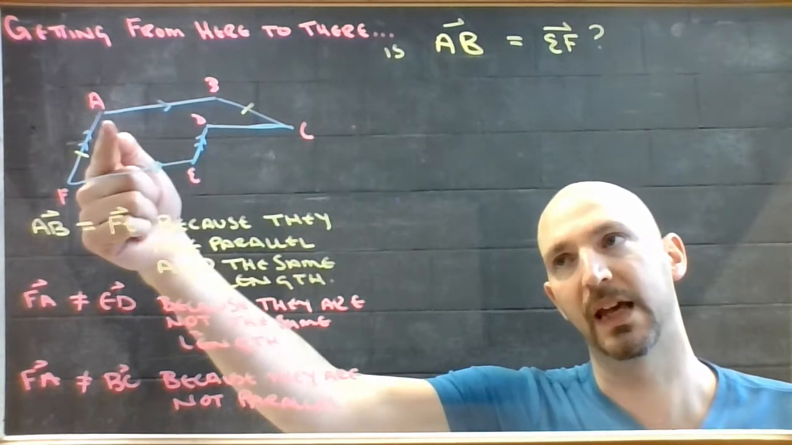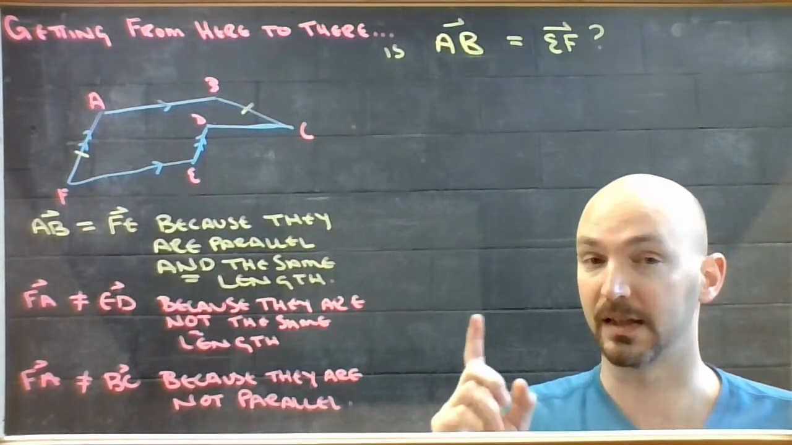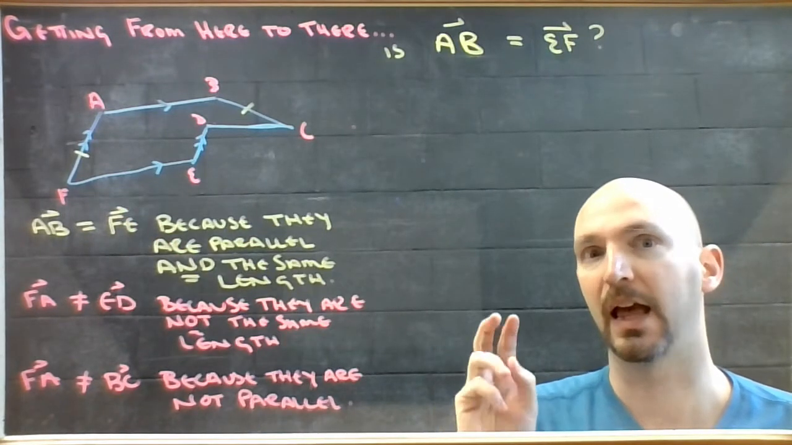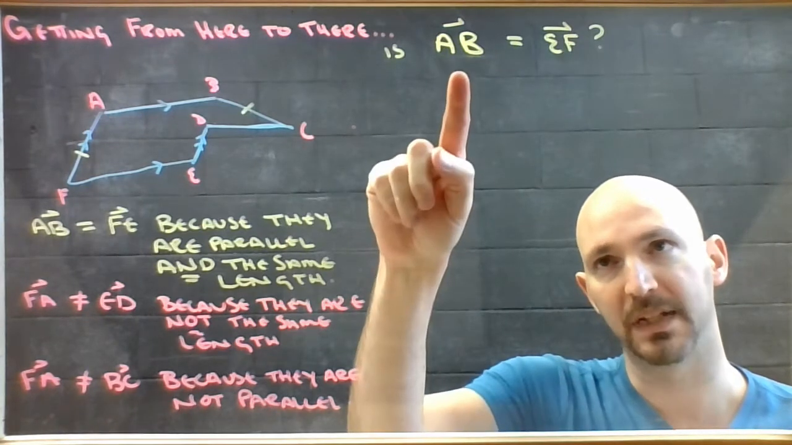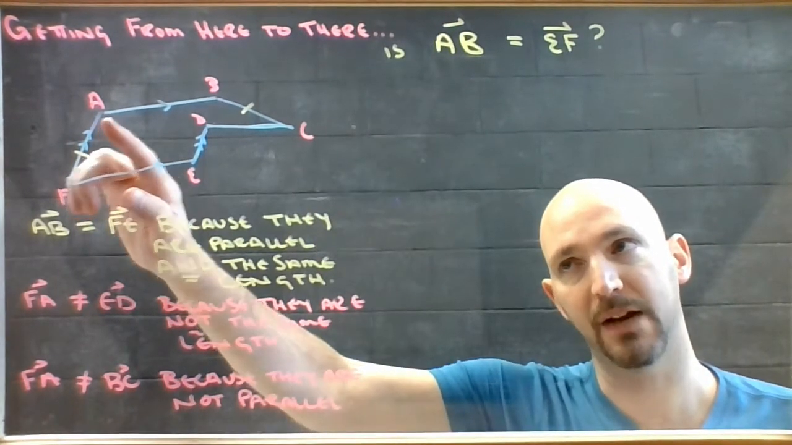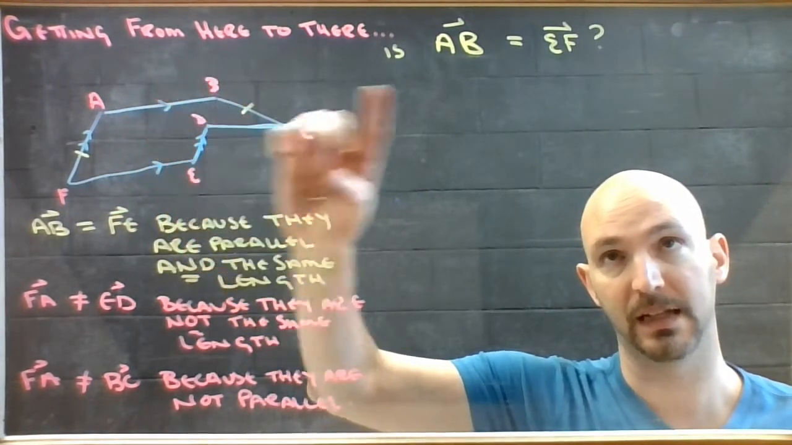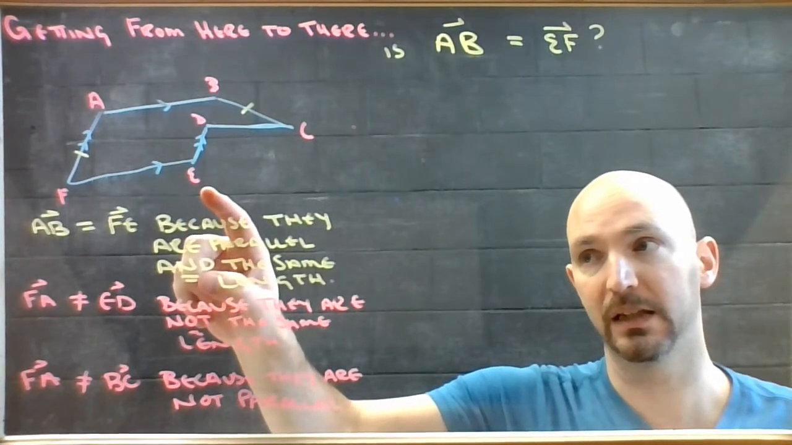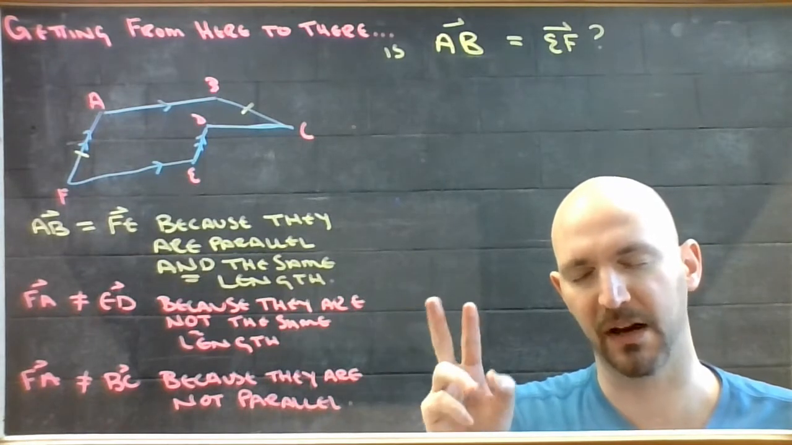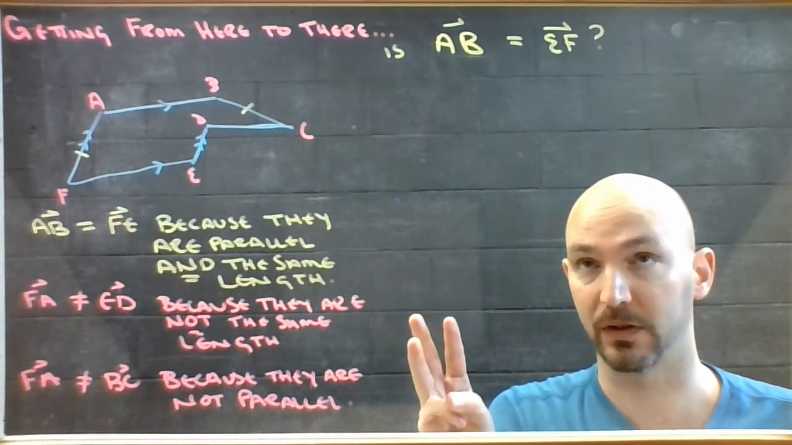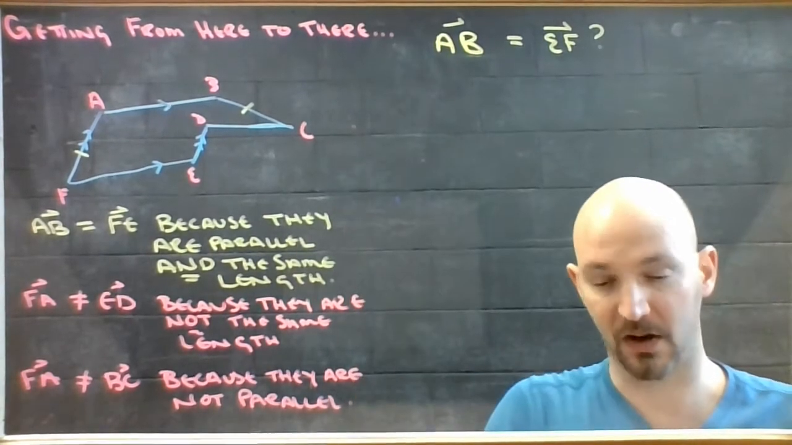So if I go from A to B, is that the same as going from E to F? It's the same distance, and they're parallel. But in A to B, you go from left to right on this diagram. And E to F, you go from right to left. So it's the same length and it's parallel, but it's in the wrong direction. So this thing here is also false.